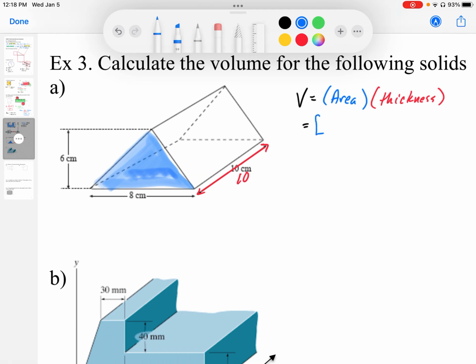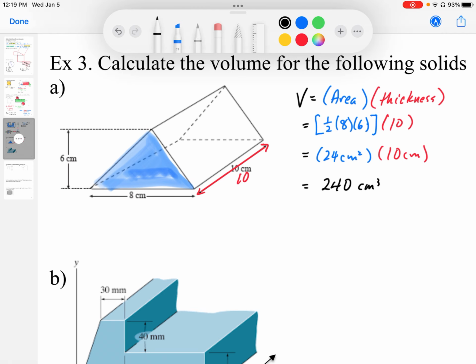So the area of the triangle is going to be 1/2 the base times the height. Okay, again, we have to make sure we use 90-degree measurements. So the 6 and the 8 represent 90-degree measurements. And then the thickness of this is going to be 10 centimeters. So working this out, we end up with 8 times 6 divided by 2. That's going to be 24 centimeters squared times a thickness of 10 centimeters. That gives me a volume of 240 centimeters cubed as the volume of that object.